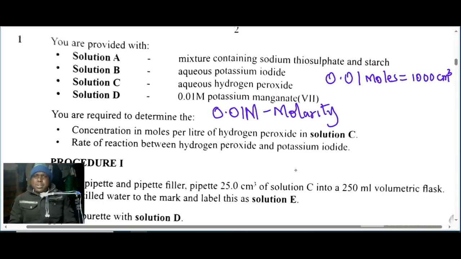Very important. Whenever you are given, even if you are given 0.5 capital M, this means the number of moles in 1000 centimeters cube. So long as it is capital M, that is molarity, and molarity is the number of moles in 1 liter.